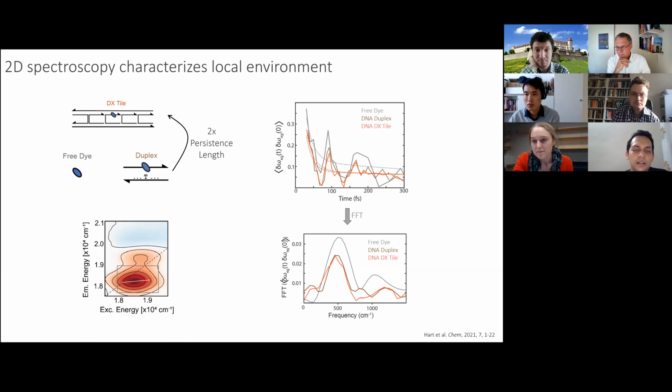Okay, so the faster fluctuations are determined by the electrostatic environment because of the DNA backbone. Is that what you're saying? Yes, exactly. Okay. All right. Thank you.